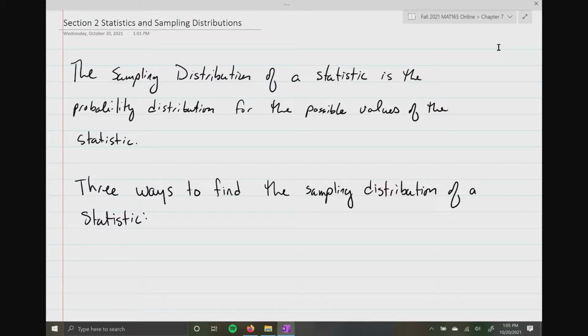Okay, so here we are in Chapter 7, Section 2, and we're going to start off just by defining a couple things. And we already should have an idea of this because we've kind of seen it over in Chapter 6, I think. No, Chapter 5. The sampling distribution of a statistic is the probability distribution for the possible values of the statistic. Now, we saw probability distributions in Chapter 5, whether it was discrete or binomial, okay? And there are three ways to find the sampling distribution of a statistic.